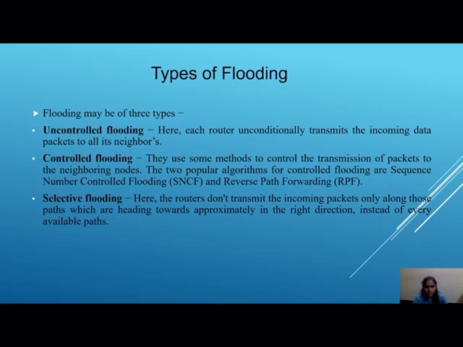Now let us see the types of flooding. There are 3 types of flooding: uncontrolled flooding, controlled flooding, and selective flooding. Uncontrolled flooding. Here each router unconditionally transmits the incoming data packets to all its neighbors. Controlled flooding. They use some methods to control the transmission of packets to the neighboring nodes. The 2 popular algorithms for controlled flooding are sequence number controlled flooding and reverse path forwarding. Selective flooding. Here the routers transmit the incoming packets only along those paths which are heading approximately in the right direction, instead of every available path.